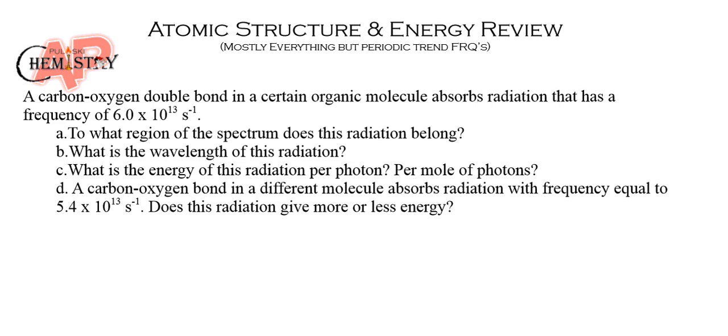Next question. A carbon-oxygen double bond in a certain organic molecule absorbs radiation that has a frequency of 6.0 times 10 to the 13th hertz. Now you have 4 questions. I'm going to let you figure these out, but I want to talk about A and B before I do. It says, to what region of the spectrum does this radiation belong? And B, what is the wavelength of this radiation? I'll continue on for a moment. What is the energy of this radiation per photon, per mole of photons?